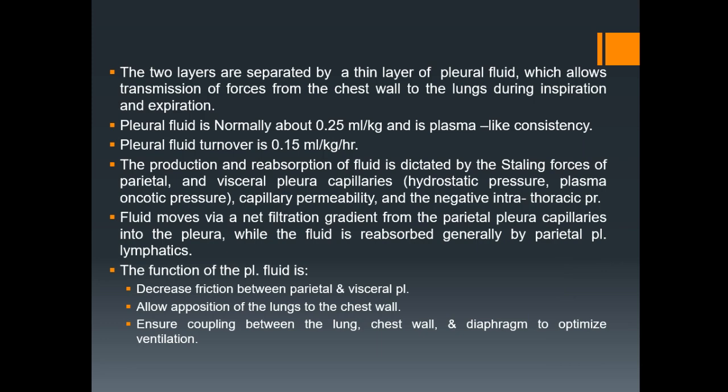This fluid facilitates the movement during inspiration and expiration. And when there is any infection of that fluid, it leads to an inflammatory process of the pleura. Now, the two layers are separated, as I said, by the fluid. This fluid is normally drained at about 0.25 ml per kg, and it is like plasma in consistency. And the pleural fluid turnover is about 0.15 ml per kg per hour.